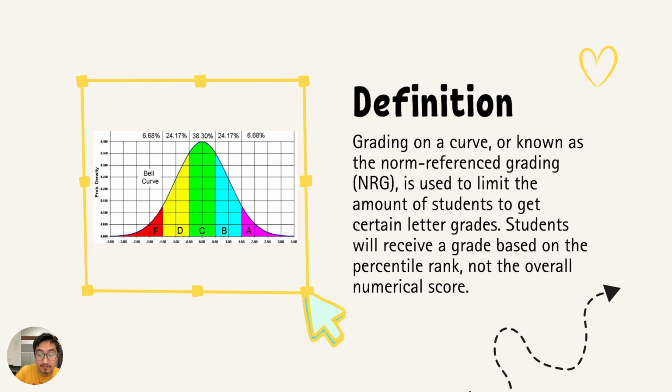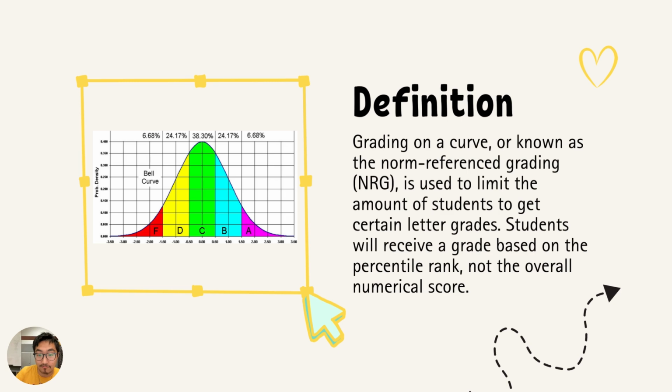First of all, by definition, what is grading on the curve? Grading on the curve, also known as norm-referenced grading, or NRG, is used to limit the number of students who get a higher grade. For example, in this picture, less than 10% can get an A, and the rest of them are going to get a B, C, or D, or an F.